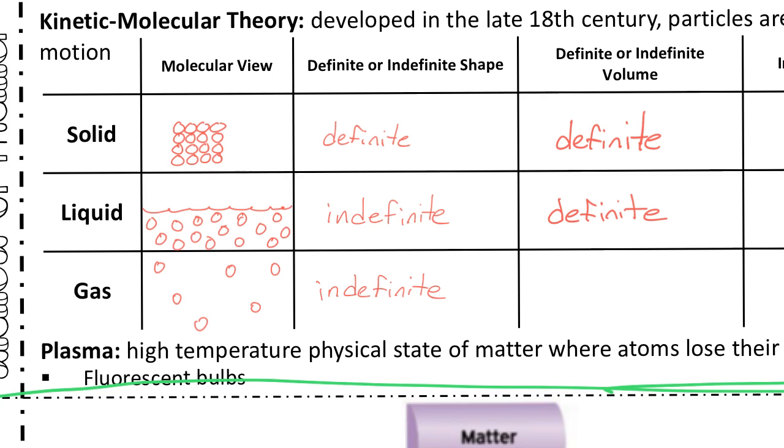Gases are different. They have an indefinite volume. The gases are going to take the volume of whatever container I put them in. If I put gas in a 2-liter container, it's going to take up 2 liters. If I put gas in a 1-liter container, it's going to take up the space of 1 liter. So the volume is going to change with a gas.